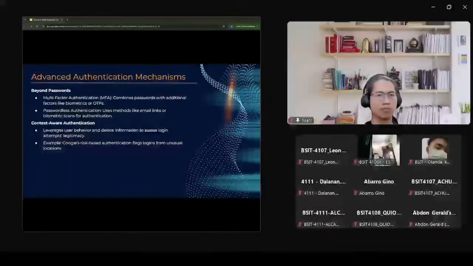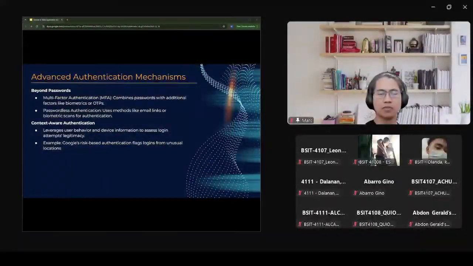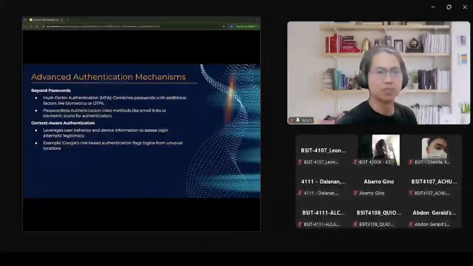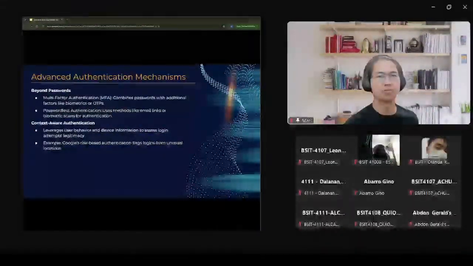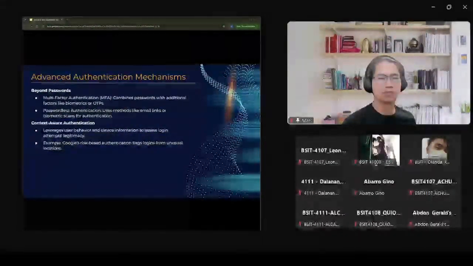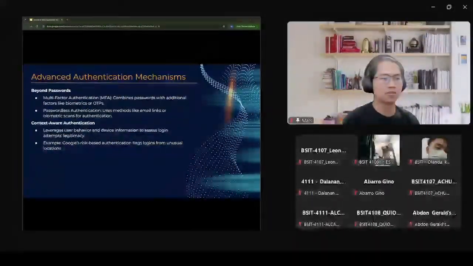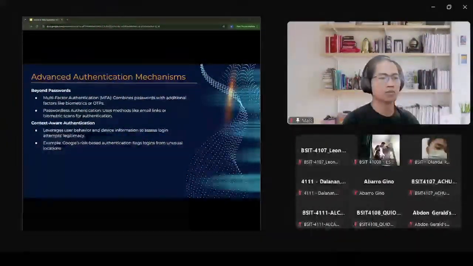Examples of context-aware factors are: 1. Behavioral analysis. Examples of which are unusual login times for activities, like accessing an account at 3 a.m. These can raise red flags.